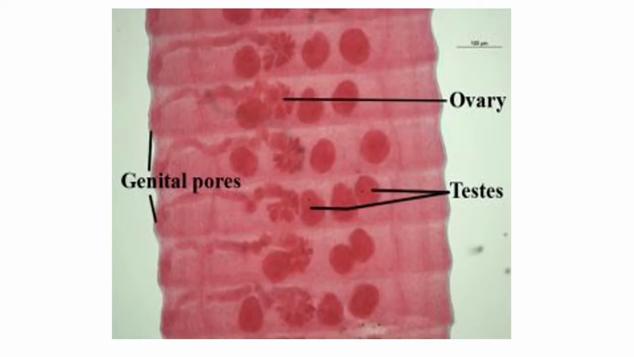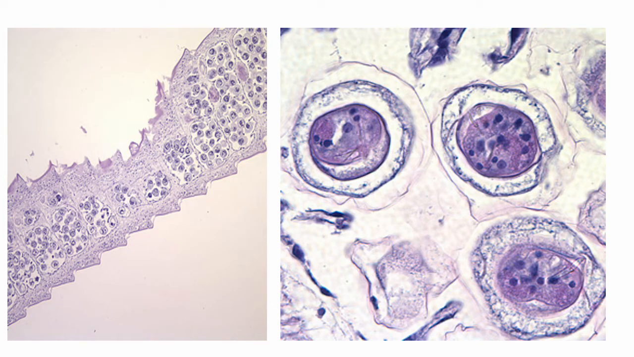Here is an example of the mature segment of the parasite. So ovaries and testes are located, and the genital pores as well. While on the other hand, this is the higher magnification of the gravid segment, where it contains the eggs of the parasite. The first one is the gravid segment, this one, and the magnified picture are the eggs.